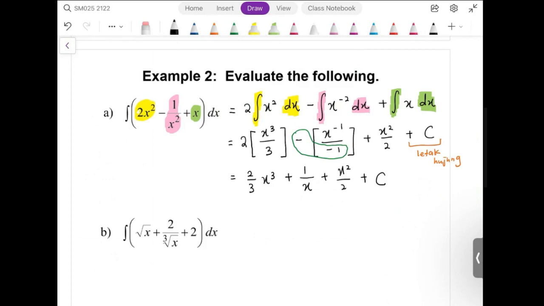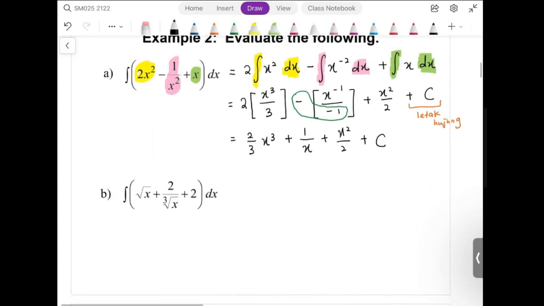Okay. Kita cuba lagi satu example. So we still have 3 different function here. So saya pecahkan satu-satu. Start with the first one, we have surd x. So kalau saya munculkan kuasa, careful, surd x is basically x to the power of half. Okay, moving on to the second term, we have 2. So that is basically a constant. I can bring it outside of the integral.